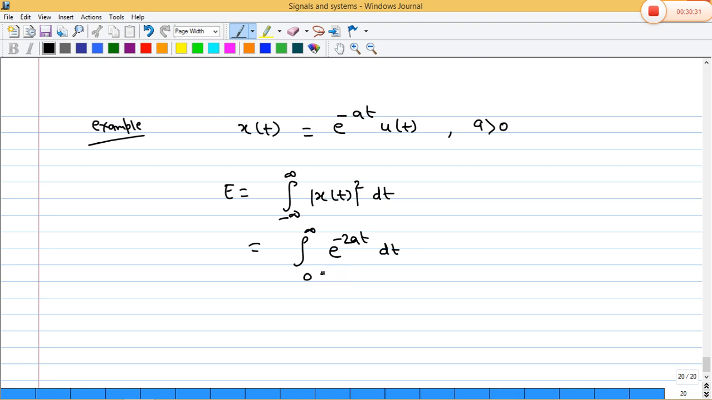Is that clear? Now the value of this is 1 by 2a, which is less than infinity. Why? Because a is greater than 0. So this will be a finite value. So if E is finite, there is no need to find out the power, because if energy is finite then power is 0. So this is an energy signal.